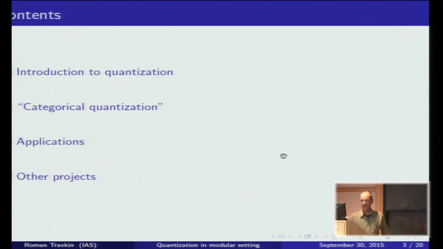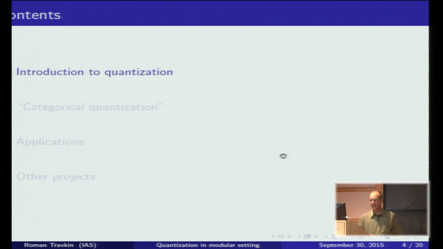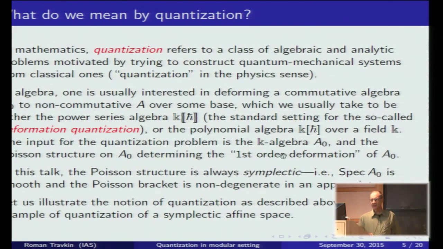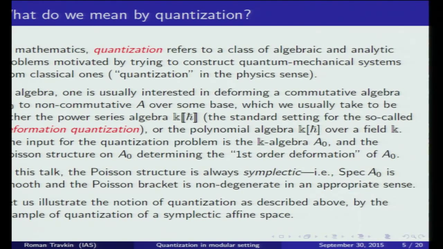Contents. There are four sections: Introduction to Quantization, Categorical Quantization, Applications, and Other Projects. The first section, Introduction to Quantization. What do we mean by quantization? In mathematics, quantization refers to a class of algebraic and analytic problems motivated by trying to construct quantum mechanical systems from classical ones. So the motivation comes from quantization in the sense of physics.